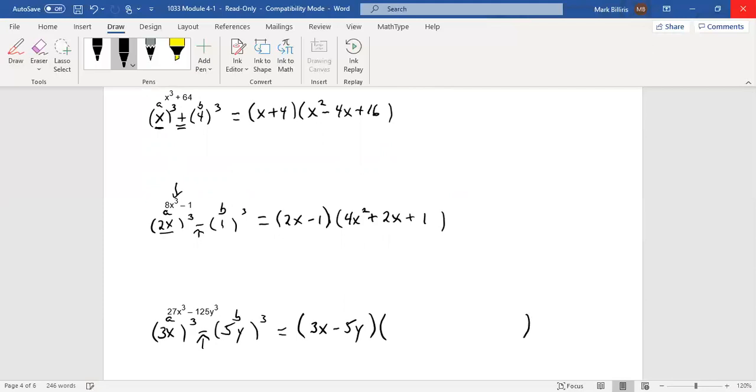Next, I follow the pattern for my trinomial. So in order to get my first term, remember it's A times A. So when I multiply 3x times 3x, that gives me 9x squared.